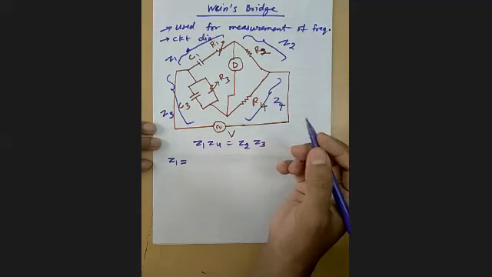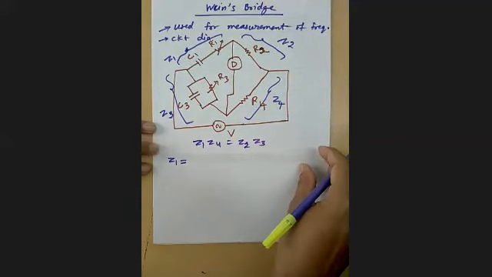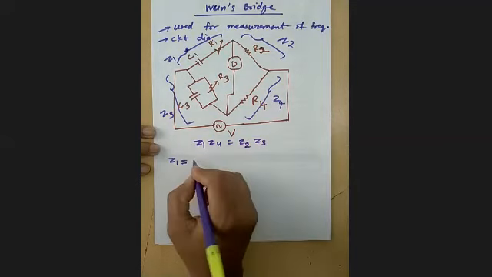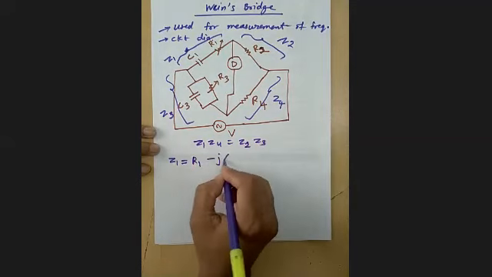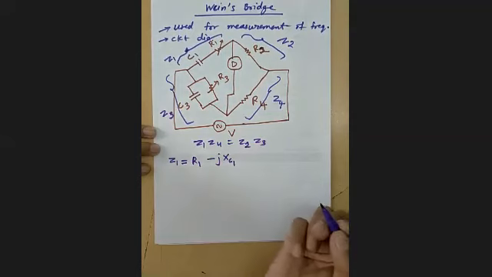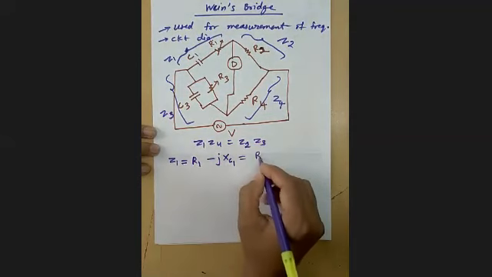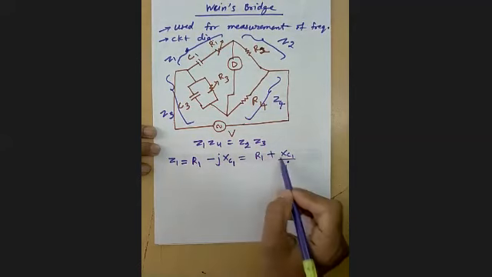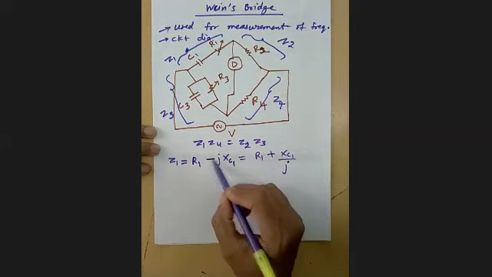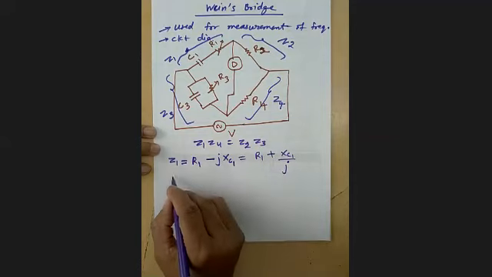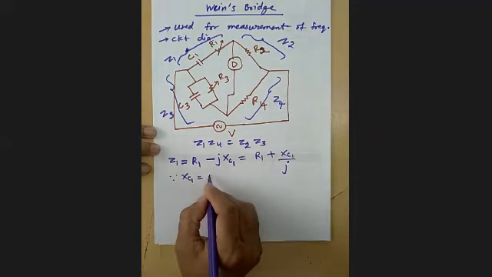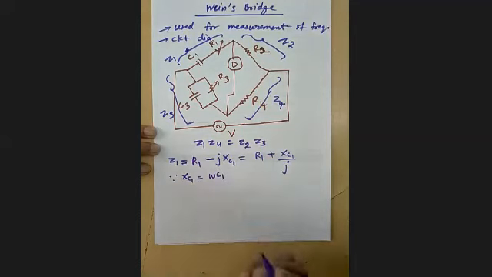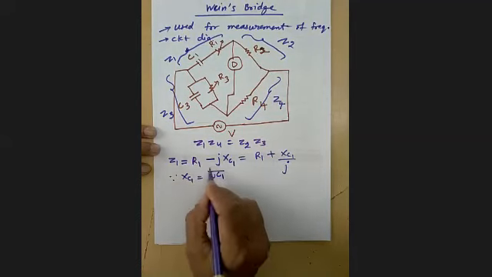Pranjal, what is the value of Z1? Z1 is R1 minus jXC1, isn't it? This is the reactance of the capacitor, right? So I can write R1 plus XC1 upon j. I'm taking this j in the denominator, so minus becomes plus. Now we know the value of XC1. This is equal to how much? 1 upon omega C1.